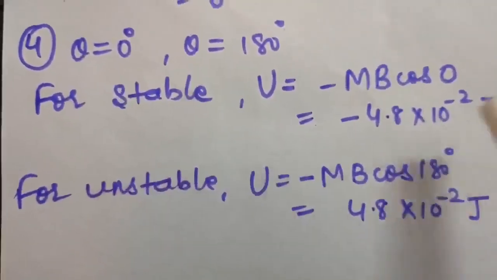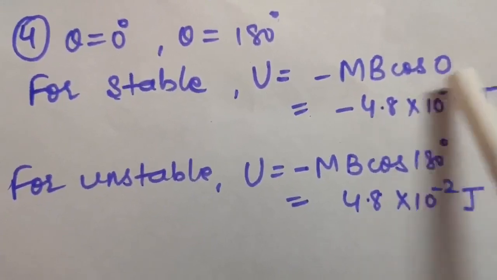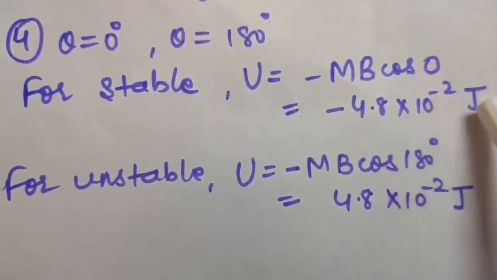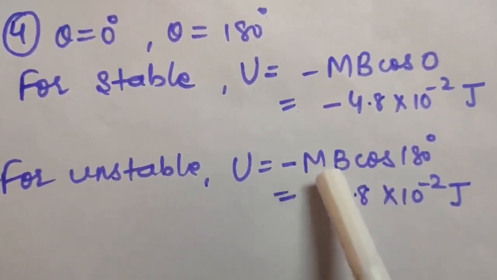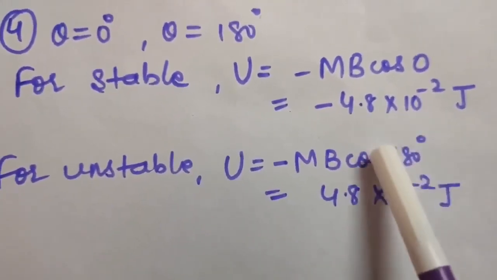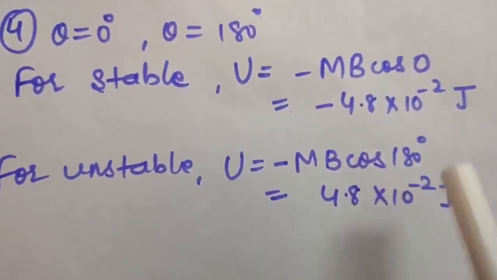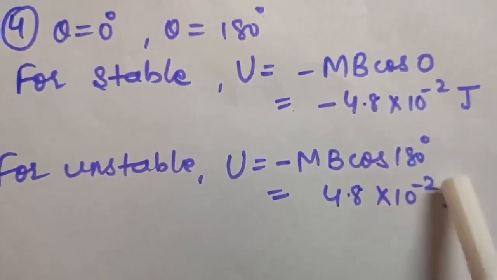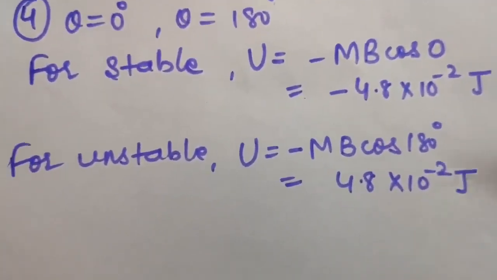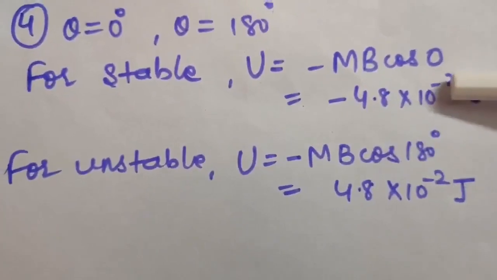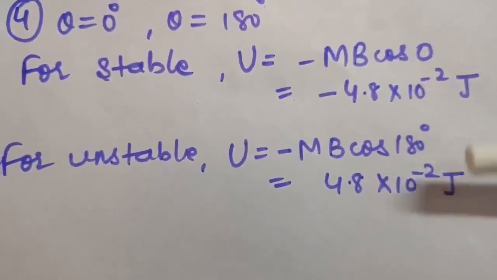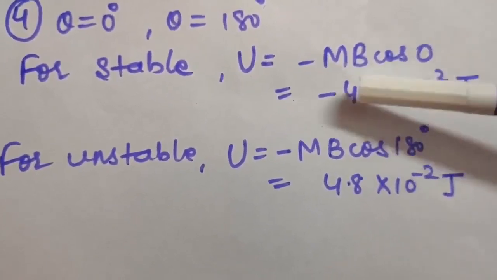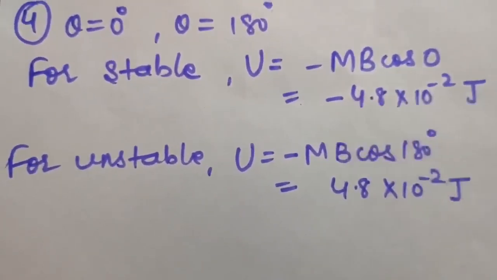For stable equilibrium, theta is 0, so put 0, you will get minus 4.8 into 10 to the power minus 2 joule. And for unstable equilibrium, put U is equal to minus mB cos 180 degree, because now for unstable, theta is 180 degree. So you will get 4.8 into 10 to the power minus 2 joule. Now, as you can see, the magnitude of the energy in stable as well as in unstable equilibrium is the same. Only the difference of sign is there.